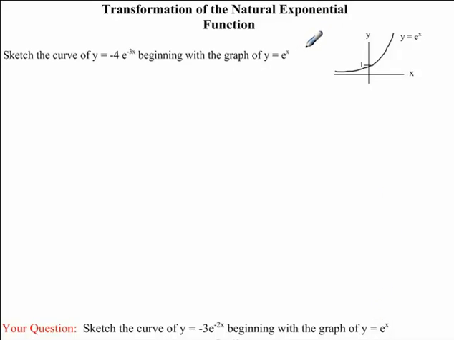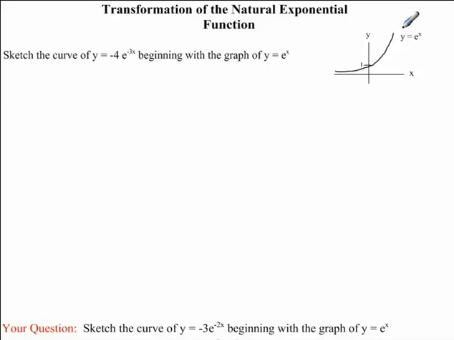So we're asked to sketch the curve of y equals negative 4 e to the exponent negative 3x, beginning with the graph of y equals e to the exponent x. This graph has already been drawn for you on the right-hand side of your screen here. It's the graph of the natural exponential function. It has a y-intercept of 1 and has a shape like this.